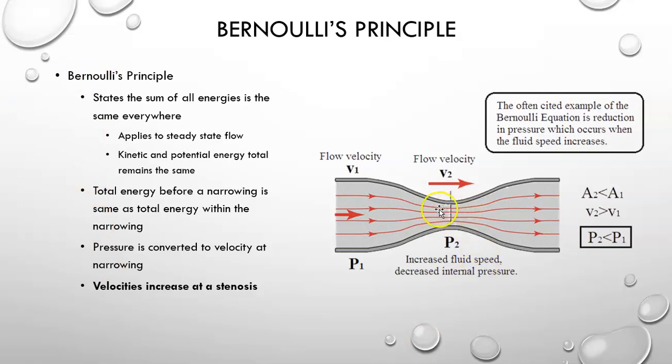The velocity at a stenosis increases. We have something called Bernoulli's equation that you can utilize to figure out exactly how much it increases. That has to do with the ratio of the first velocity over the first pressure being equal to or greater than the second velocity over the second pressure. But really all you need to know is, because of Bernoulli's principle, velocities increase at a stenosis.